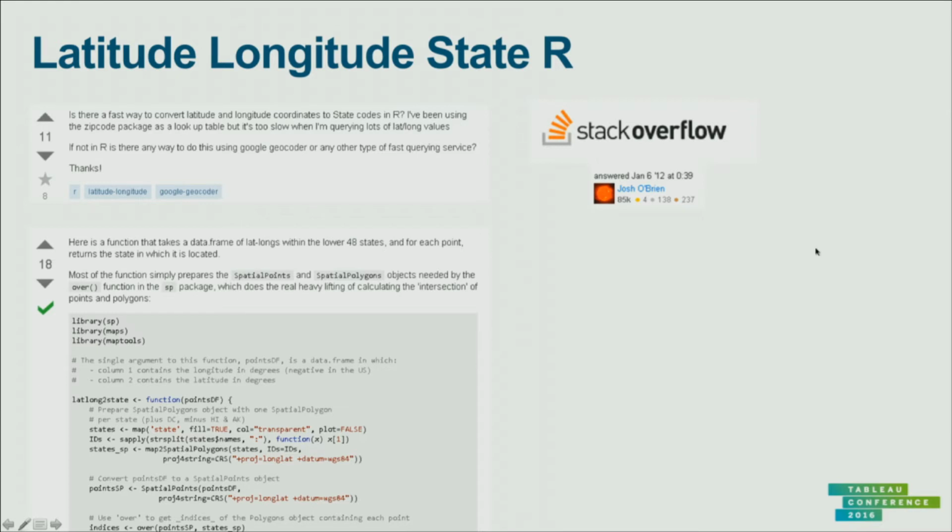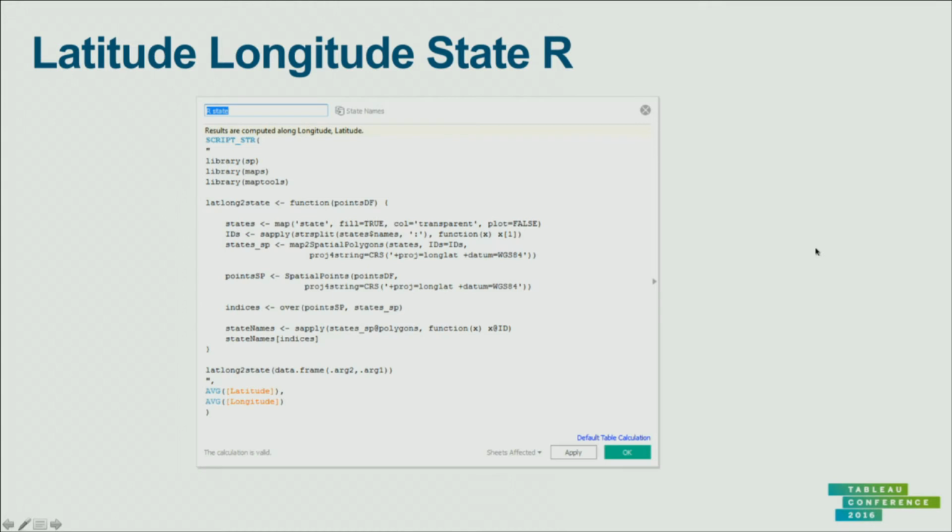So we take that code that he just provided there in my answer, and we put that into a calculated field that looks like this. This is how you interact with R integration. You get to put the code, the R code, directly in the calculated field, and then it's going to run R code. Let's look at this in a little bit more detail.